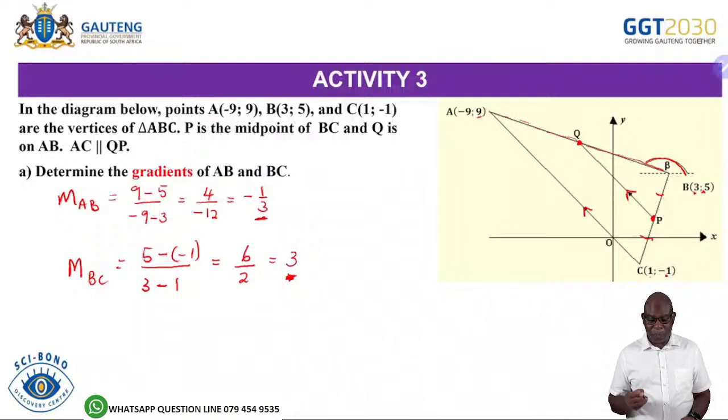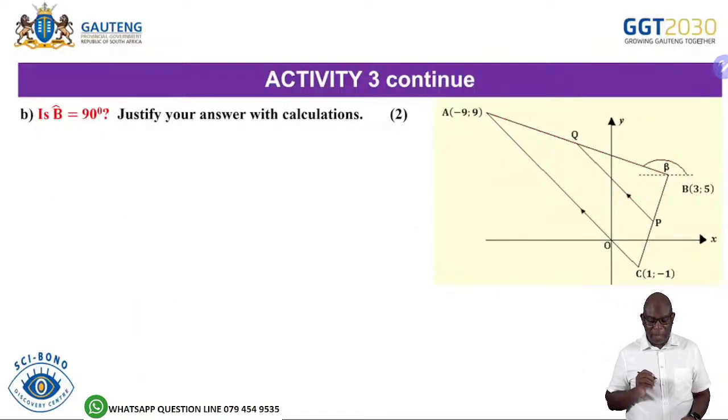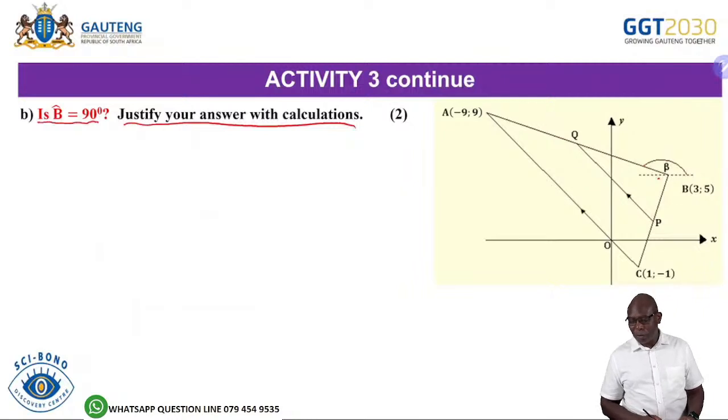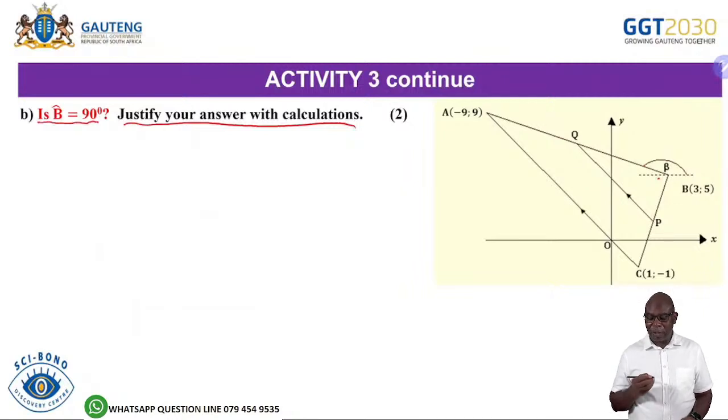Already I can see you smiling and saying, now they're asking a question: is B 90 degrees? Is this angle here 90 degrees? They say justify your answer with calculations. They don't want you to explain, to write a story. So we want you to justify by using your calculations.